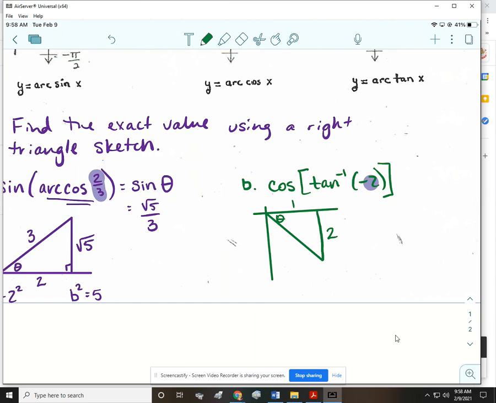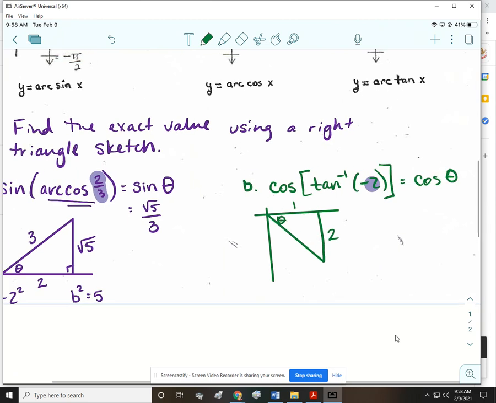All right, now what I want from this triangle is the cosine of theta. So I do need the hypotenuse. Because I'm looking for the hypotenuse, I'm going to add with the Pythagorean theorem. And apparently the square root of 5 is my favorite number right now. So the cosine of theta, the cosine in quadrant 4 is positive, so that's good. So we're going to do the adjacent over the hypotenuse, or the square root of 5 over 5 in reduced form.